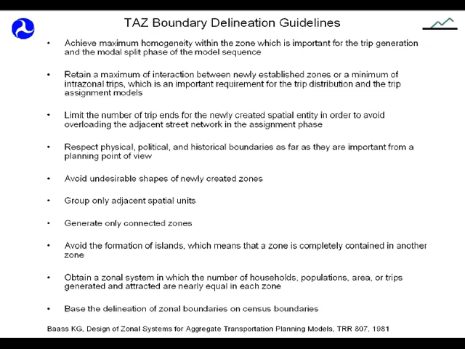to avoid overloading the adjacent street network in the assignment phase, respect physical, political, and historical boundaries, avoid undesirable shapes of newly created zones, group only adjacent spatial units, generate only connected zones, avoid the formation of islands, obtain a zonal system in which the number of households, population, area, or trips generated and attracted are nearly equal. Base the delineation of the zonal boundaries on census boundaries.